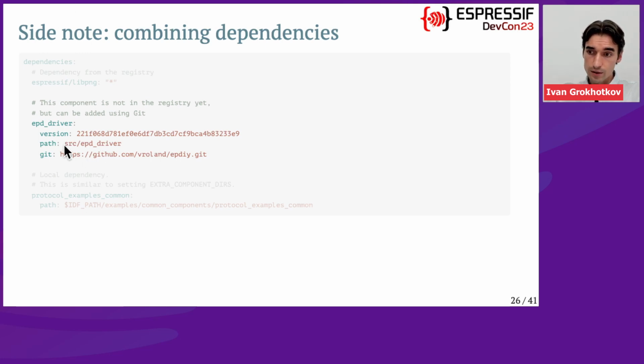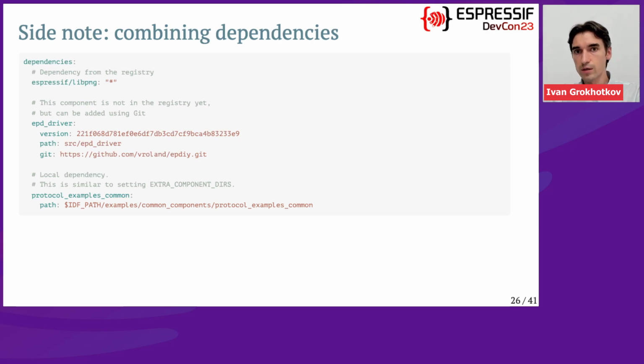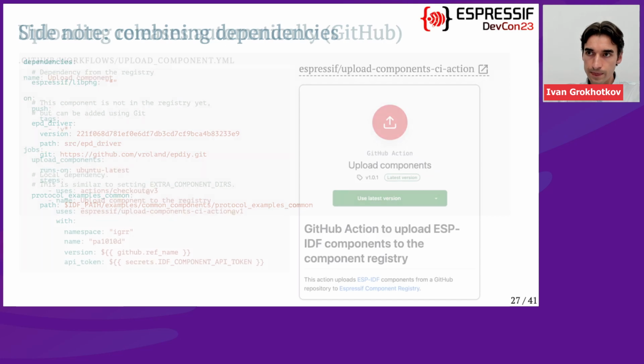And the component actually is located in a subdirectory of this repository. And the third case here is a local dependency. In this case, I'm adding the dependency on the protocol_examples_common component that is located within the ESP-IDF project. The behavior here would be exactly the same as if I were to add this component using the EXTRA_COMPONENT_DIRS variable in CMake. So as you see, this way you can add dependencies from different sources, and they can all be combined within the same application using the IDF Component Manager.